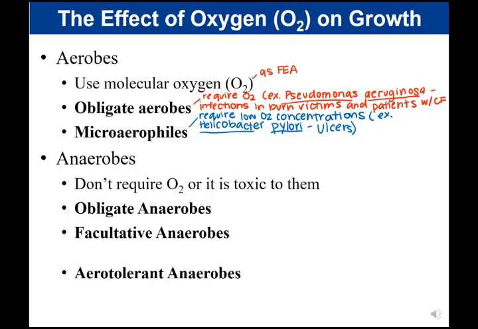And so we're going to look at some different examples of some anaerobes. So the first one that we're going to talk about is going to be the obligate anaerobe. And for our obligate anaerobe, it's going to cease growth or die in O2.